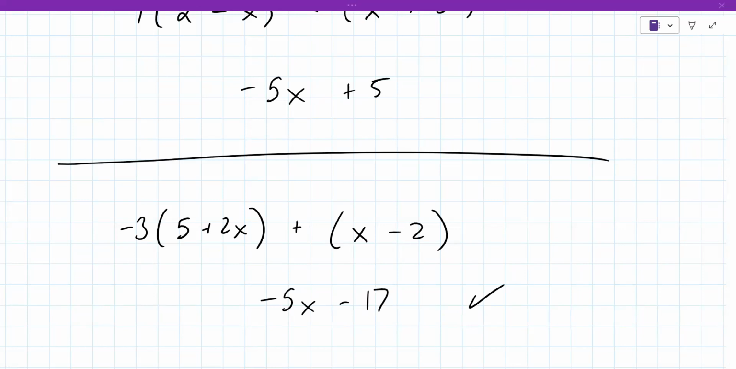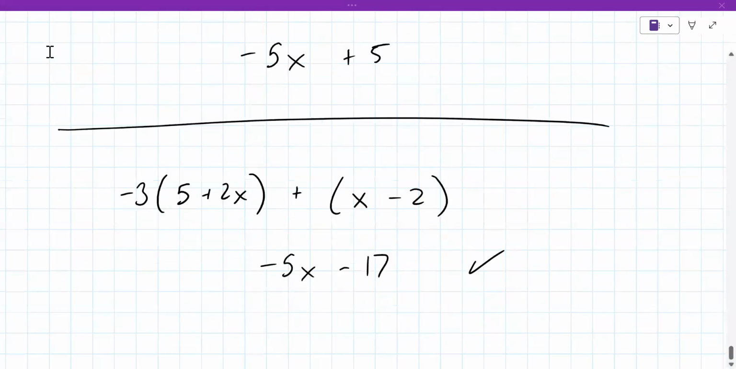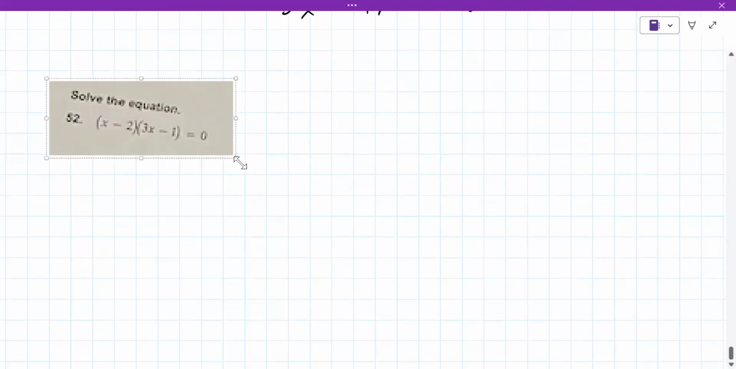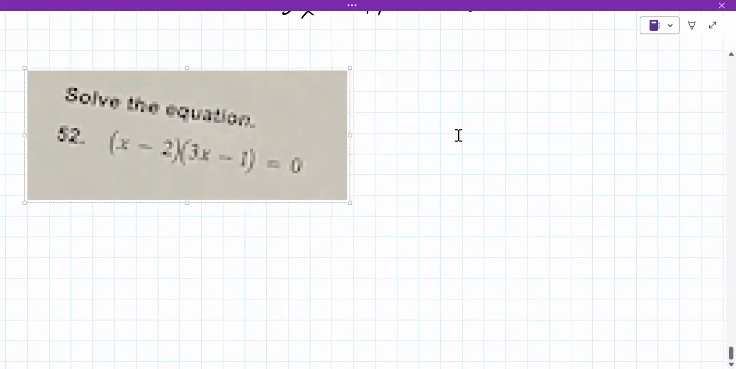Okay. We're going to look at 52 because we don't have a ton of time to do some of the other ones. We'll see what else we can come up with. So, solve the equation. Okay, 52. Solve the equation. So it's x minus 2 times 3x minus 1 equals 0.